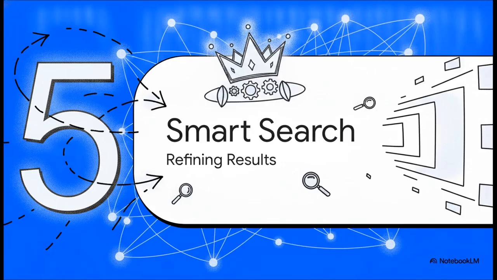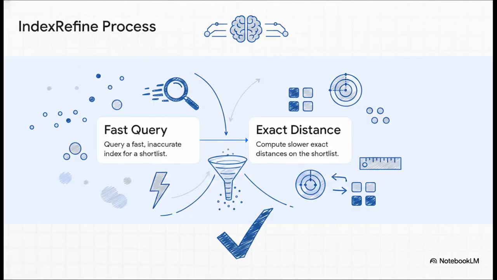Finally, Section 5, Smart Search, Refining Results. This right here is the absolute crown jewel of Faiss, combining the best of pure speed and exact accuracy. Let's see how this builds into what's called the index refine process. It's a beautifully simple 2-step trick for achieving fast rough searches and accurate final results.